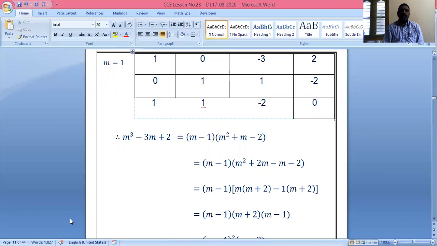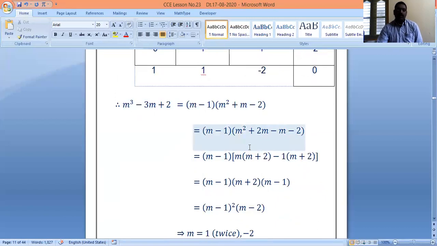That m square plus m minus 2 can be written as m square plus 2m minus m minus 2. Since here the constant term is minus 2 and the coefficient of m square is 1, therefore 1 into minus 2 is minus 2. Also we can write minus 2 as 2 into minus 1, which are the factors of minus 2.